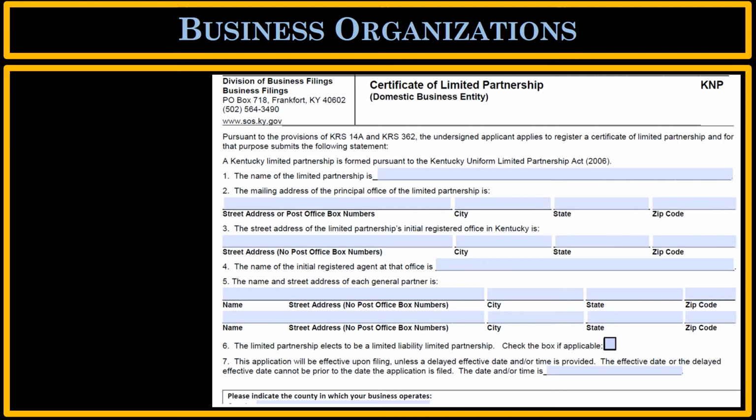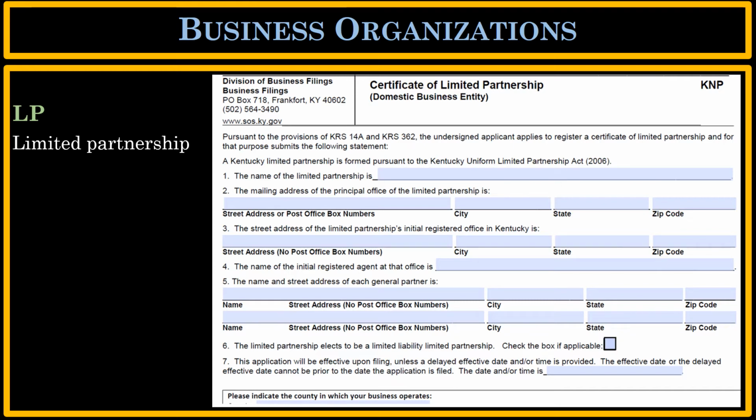So here is the form for setting up an LP, a limited partnership. And remember, a limited partnership has two different classes of partners, the general partners and the limited partners. The general partners have management rights, but they do not enjoy limited liability. The limited partners do not have management rights, but they enjoy limited liability. They are protected by limited liability.